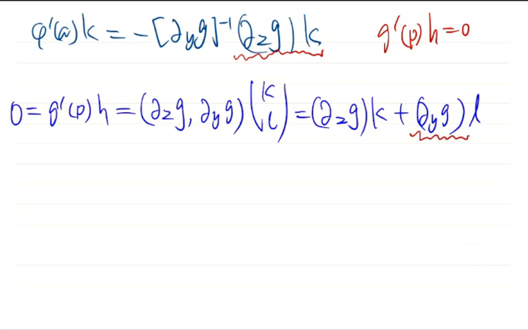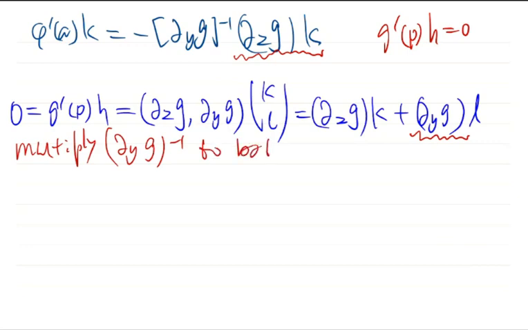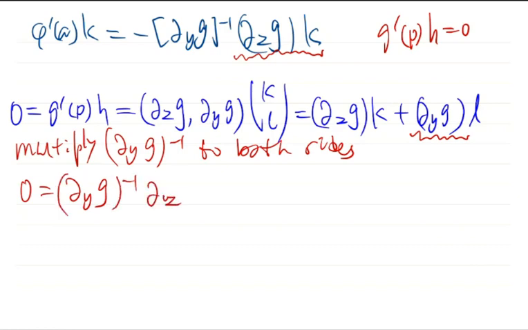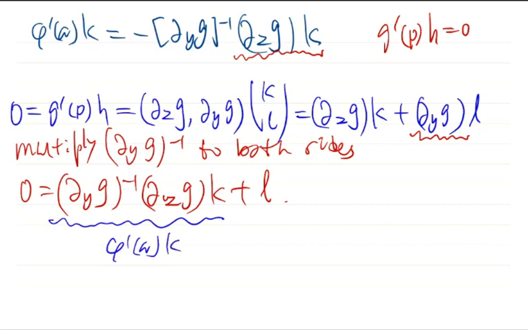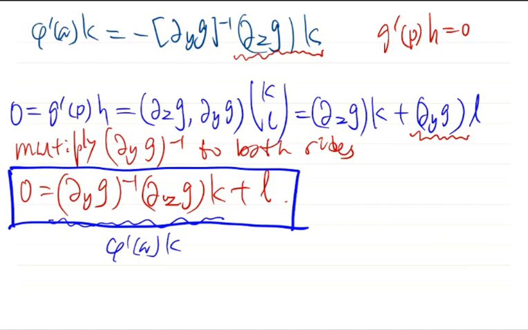So we multiply both sides by the inverse of this matrix, the derivative with respect to y. We obtain that zero is the inverse of this matrix, then k, plus l. That is minus, this is precisely l, but the minus of this is plus precisely phi prime a k. Okay, look at the first line of this page. Using this result, we conclude that our phi prime a k is precisely l.